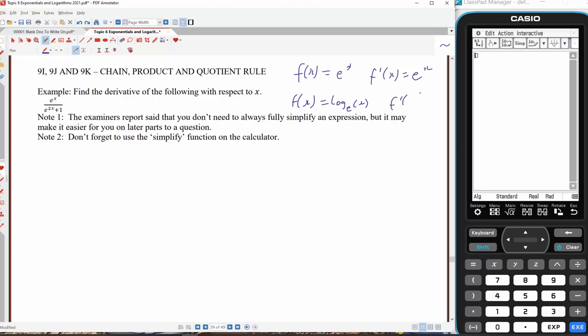Worst x ever, is equal to 1 on x. So a couple of things. Let's find the derivative of this with respect to x.